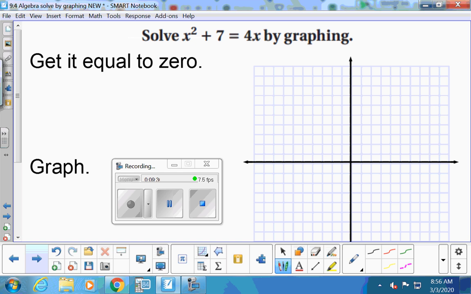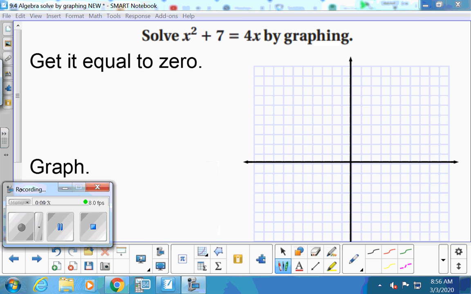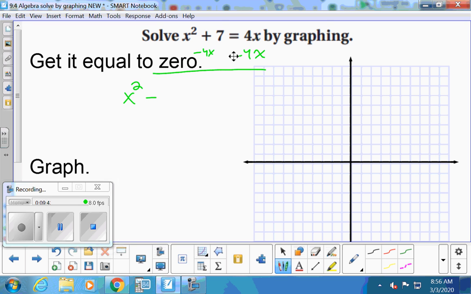Okay, we're solving this one by graphing. What would we do first to get everything together on one side? Good. Now you guys go ahead and graph it for me. X squared minus 4x plus 7. Go ahead and graph that and see what you see.